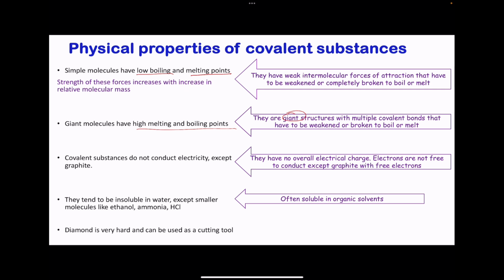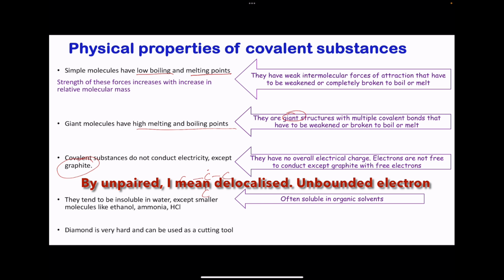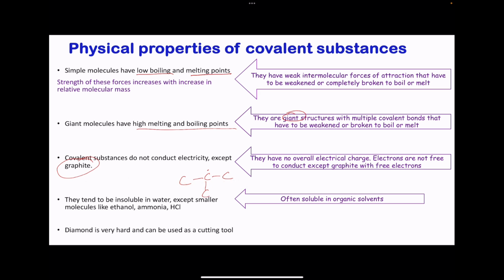Usually, covalent substances do not conduct electricity except graphite. Like we saw previously, in graphite, each carbon atom is surrounded by only 3 other carbon atoms, leaving 1 electron that is unpaired. And so the unpaired electron is going to be delocalized within the structure, and we saw graphite forms layers, so each layer is going to have a bunch of delocalized electrons that are able to move when a potential difference is applied across the graphite structure.